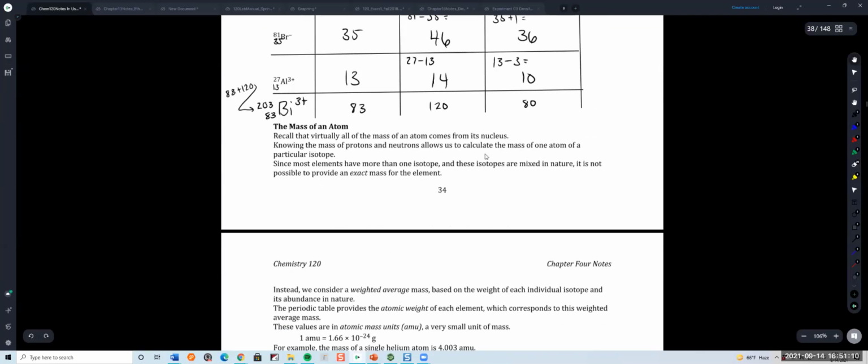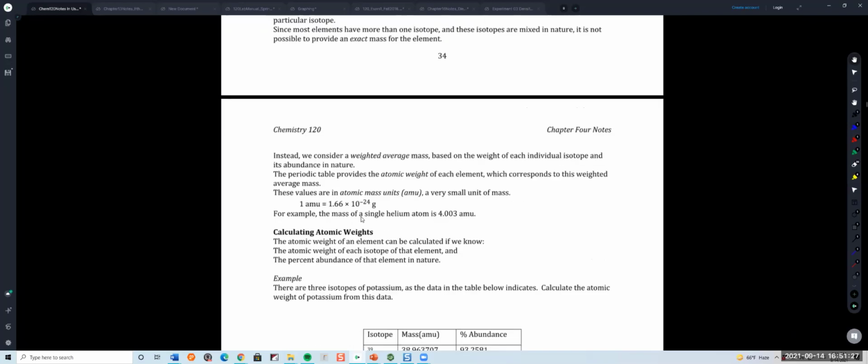Okay, the mass of an atom. Now, as I'd mentioned, the mass of an atom mostly comes from its nucleus because that's where the protons and neutrons are, and the protons and neutrons are about 1,800 times heavier than an electron. And the issue is, whenever you are measuring out a sample of an element, how many atoms do you have in a typical sample? If it's something you can see, we're talking billions upon billions of atoms.